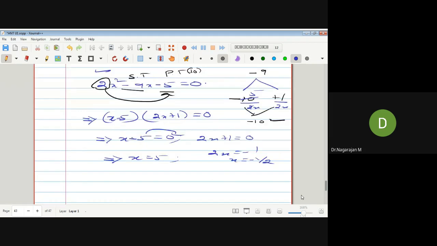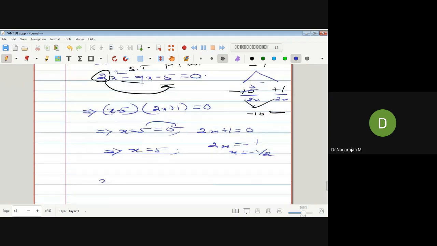Therefore, what are the roots? X is minus 2, the first result, the second result is 5, and the last result is minus 1 by 2. How many roots are there? 1, 2, 3 roots are there.